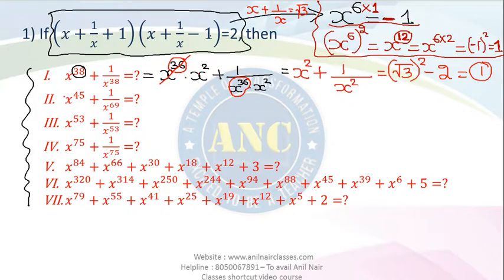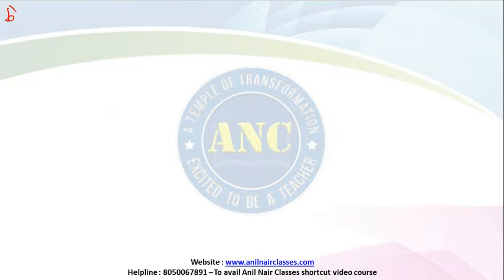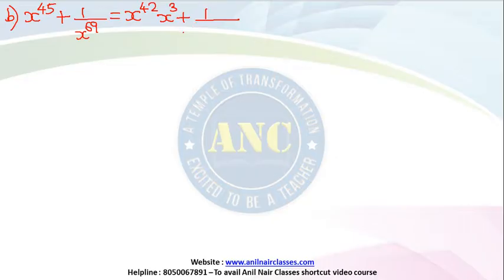Now see here, second sub question, x power 45 plus 1 divided by x power 69. Let me write it here if you are getting confused in one screen itself. Now observe carefully, sir. 45, I can write it as x power 42 into x power 3. Similarly, 69 can be written as x power 66 into x power 3.